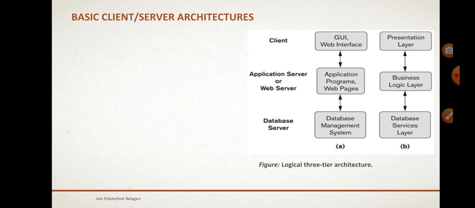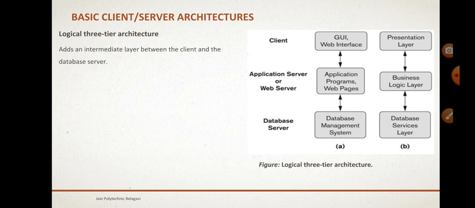Now the logical three-tier architecture: client, application server or web server, and database server. In a client, graphical user interface. At the application server, application programs and web pages, and at the database server, the database management system. This is the client side, and it adds an intermediate layer between the client and the database server. The intermediate layer or middle tier is called the application server.